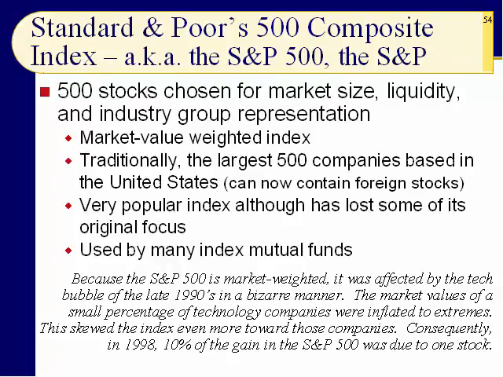Okay, slide 54. Here it is, folks. This, dear students, is more important than the Dow, but doesn't get as much press. The Standard & Poor's 500. We've already been discussing it quite a bit all semester long. It's traditionally the largest 500 companies based in the United States, but now it contains some foreign stocks.